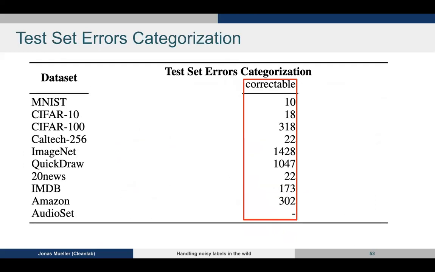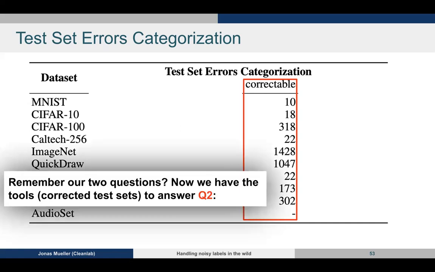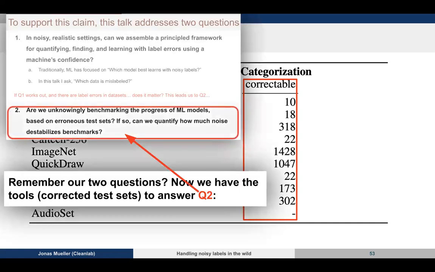And so here I'm going to focus just on the subset of these errors that we considered correctable, which is that Mechanical Turk workers agreed one of the other classes applied to the image and was more appropriate than the given label. And here we're going to ask basically how much noise in these benchmarks would lead to potential destabilization or us drawing incorrect conclusions from these benchmarks.